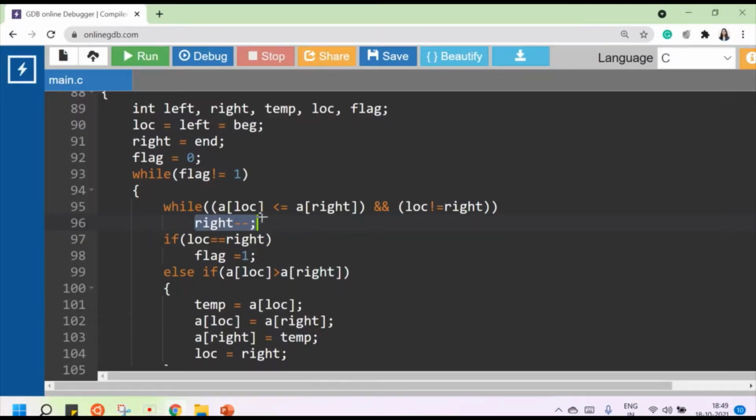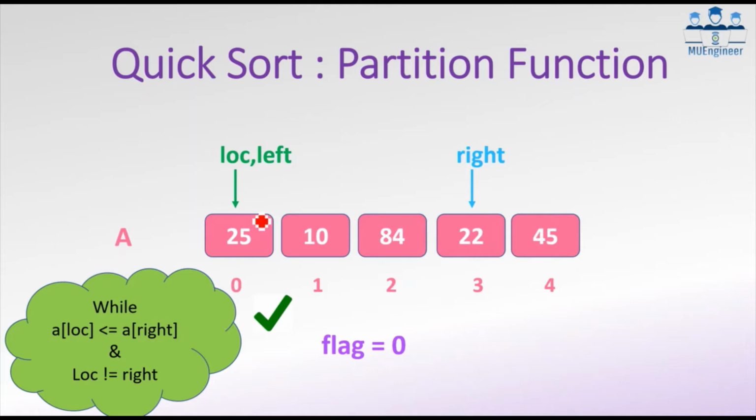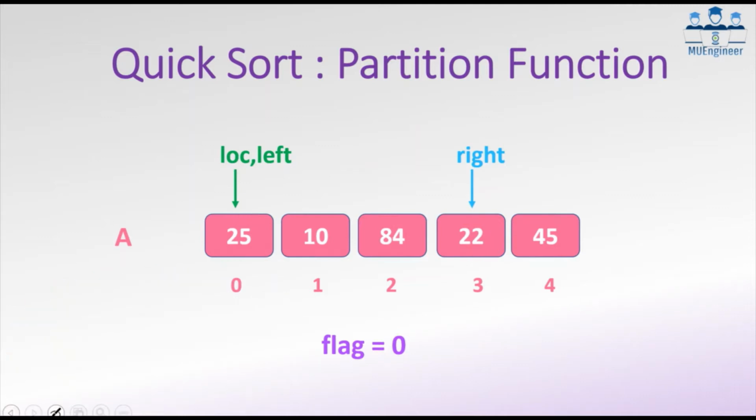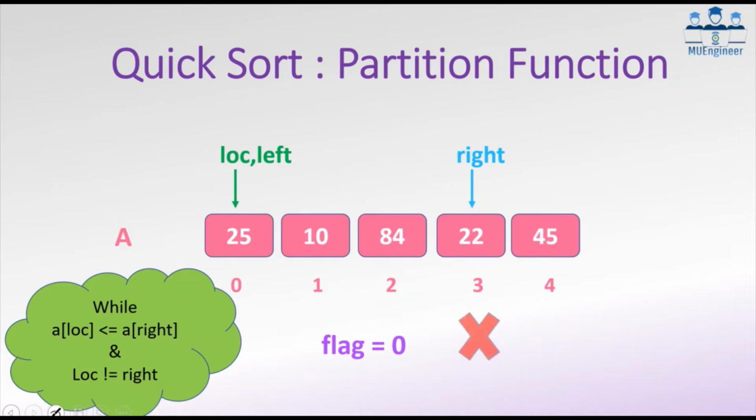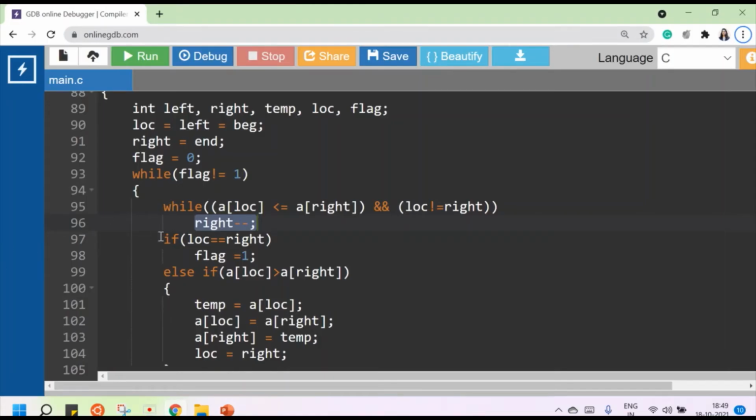Again I am inside the while loop. I am checking if a of location is less than a of right. Now a of location is this and a of right is this. So is this condition true? Here I will check, this condition is false. And whenever the condition is false, I am coming out of the while loop and now I am going here. Whenever I come out of the while loop, I have to check because of which condition I came out. If I come out because of the second condition, location is equal to right, so I am checking that.